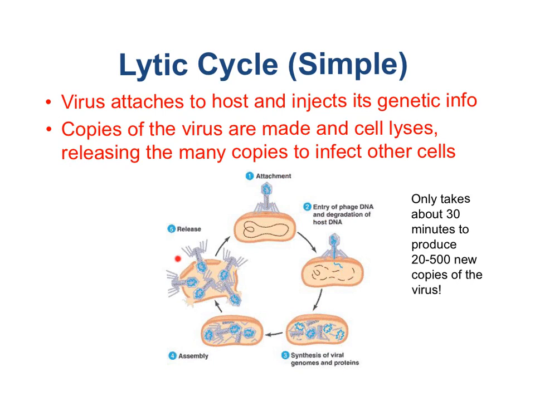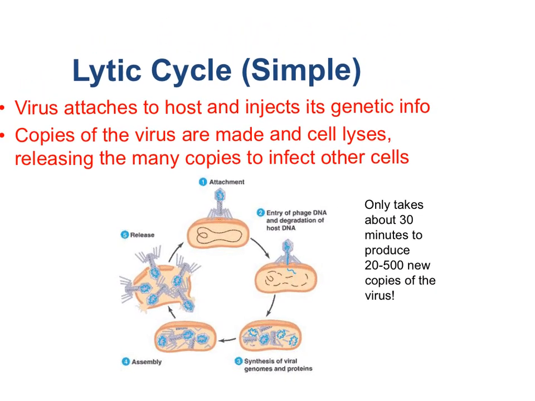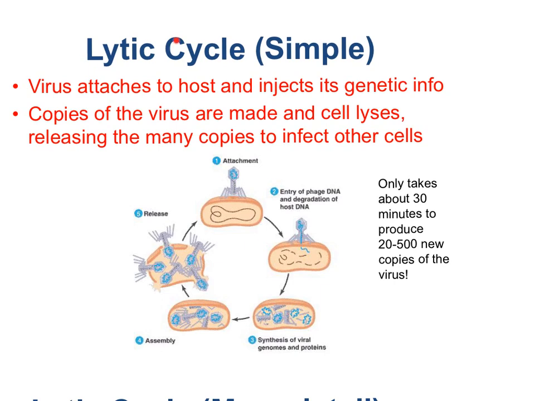Eventually, this will cause the cell to undergo lysis, which just means that the cell membrane bursts and all the viruses are released. This can be a pretty fast process depending on the virus. It only takes about 30 minutes to produce 20 to 500 new copies of the virus, each of these copies going on to infect other cells. So the lytic phase, that's going to happen every now and then. The lytic phase is the more violent phase because our bacteriophages burst violently out of the host bacteria cell.